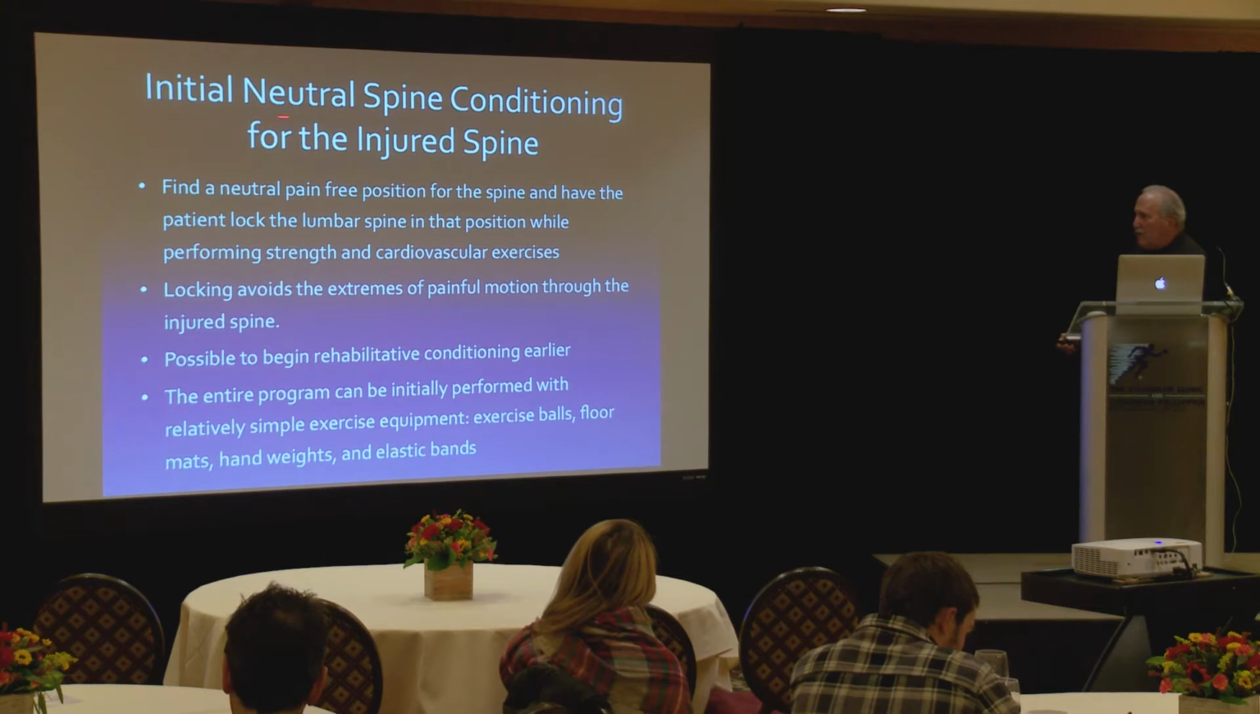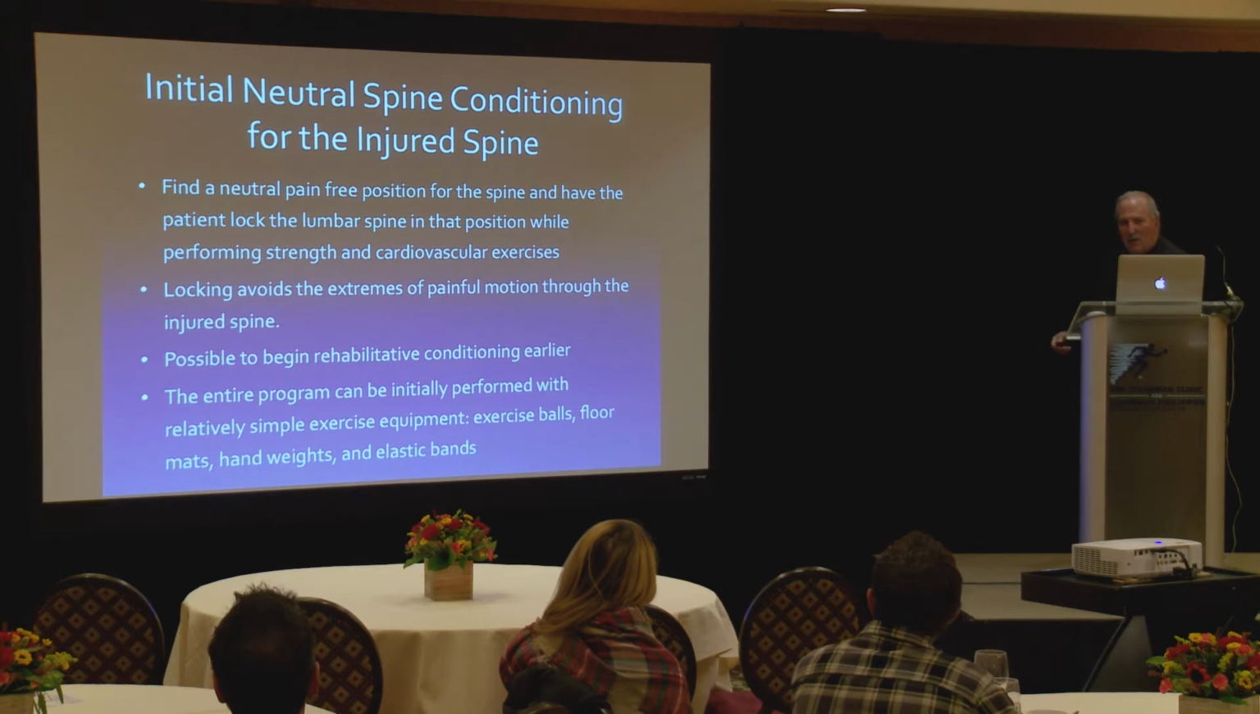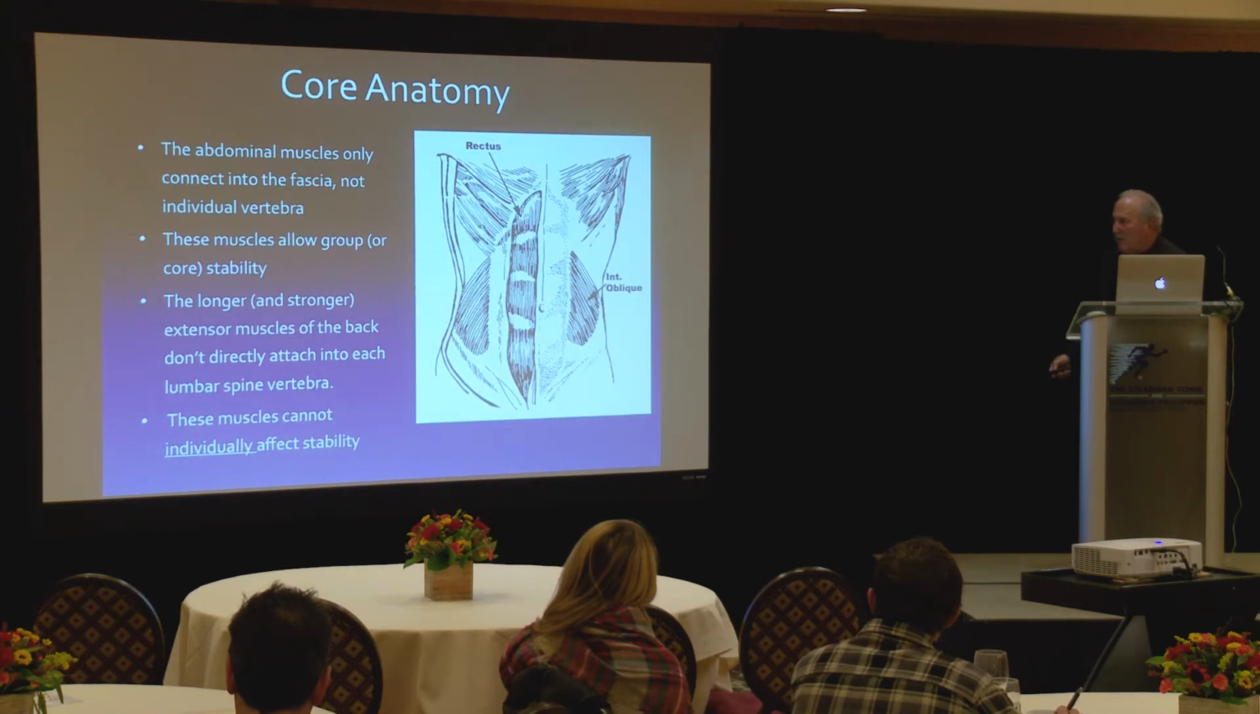Anytime somebody comes in with a miserable spine, you start with a neutral spine conditioning program. You find the neutral pain-free position and have the patient lock the lumbar spine in that position. And this locking avoids the extremes of painful motion. People with acute, what I call low back attacks from an annular tear, can't even get up. They need 3 or 4 days maybe in bed, but you have to start them moving. The entire program can be initially performed with simple exercise equipment: exercise balls, floor mats, hand weights, and elastic bands. So you just have to get them moving, but within the pain-free zone.